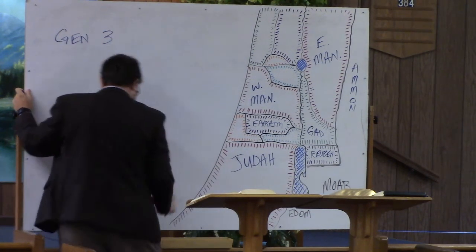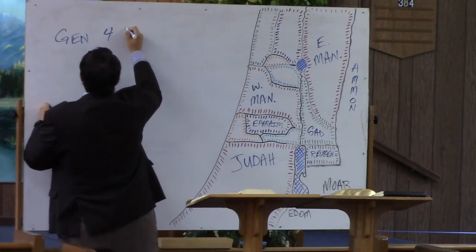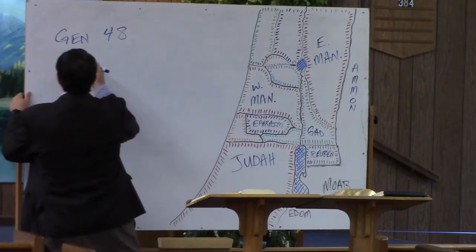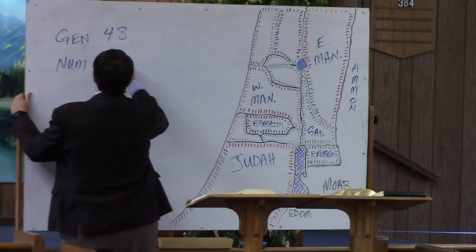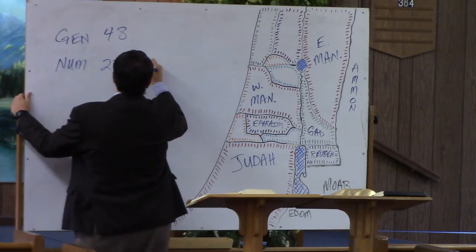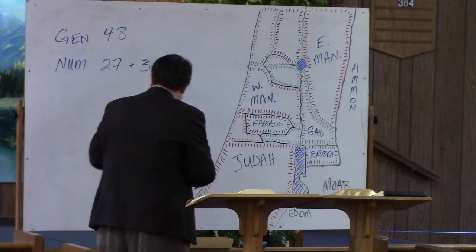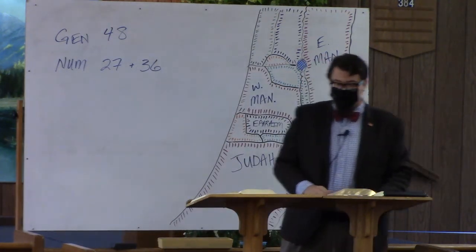We've got Genesis, not 38, Genesis 48. This is where we find the blessing given to Manasseh and Ephraim. Then there's Numbers chapters 27 and 36. Those are the 2 chapters where we find the story of the daughters of Zelophehad.